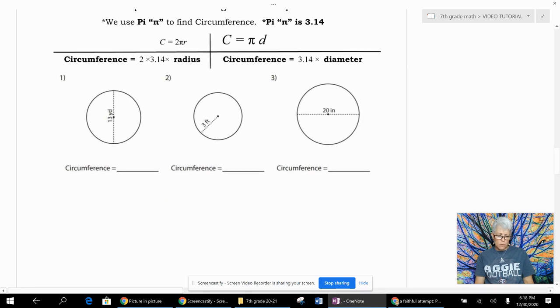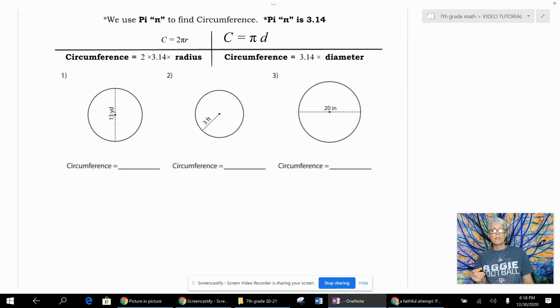So first off, let's do what we did yesterday. Here we have 3 circles. Let's identify whether they're giving us a diameter or the radius. On number 1, what do you think that is? That's correct. This is the diameter. The second one, what do you think? You're correct again. It is the radius. And how about the last one? You're correct again. It is the diameter.